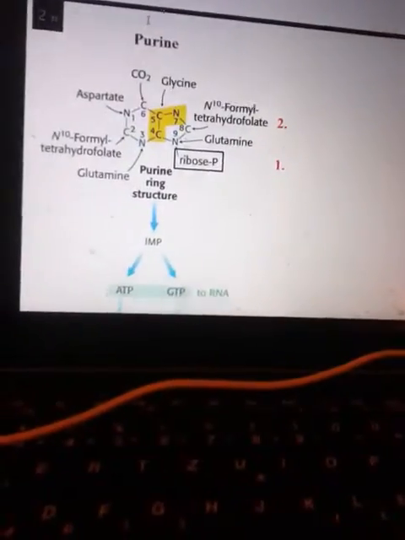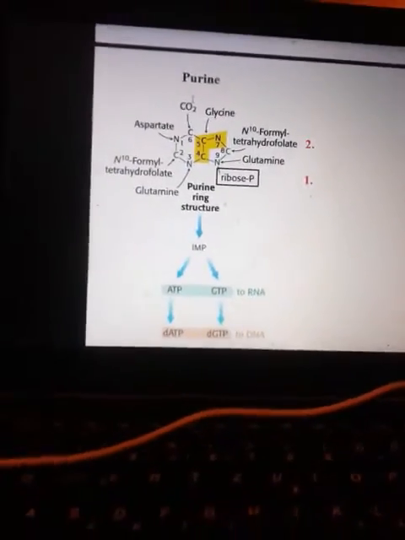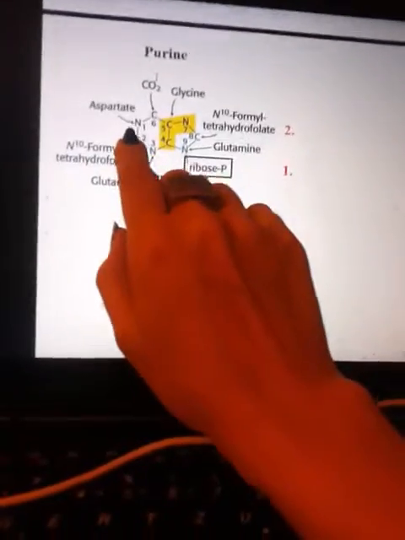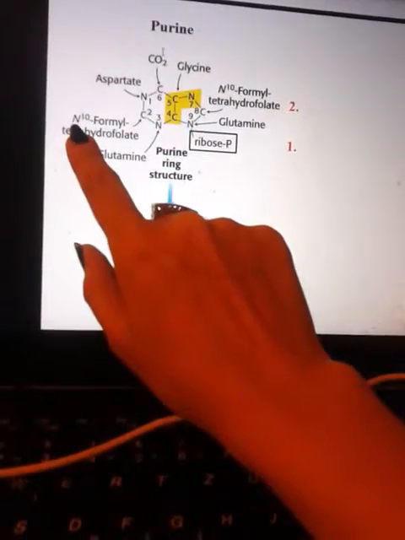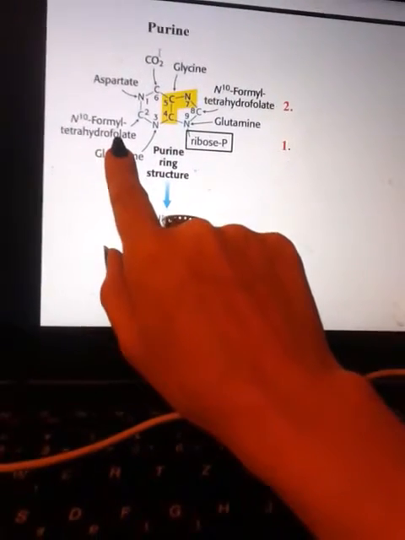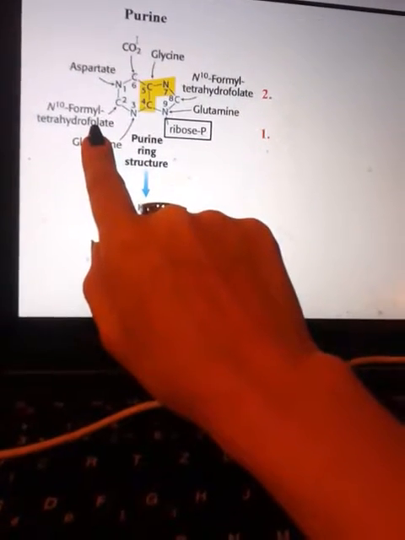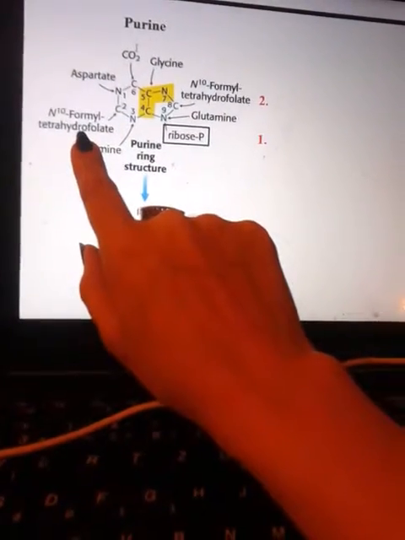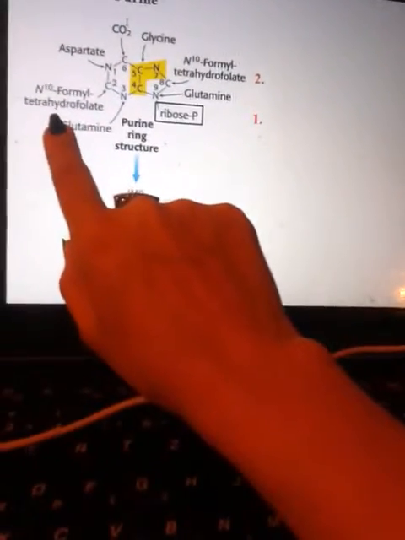Now, what is the purine? Pyrimidine with imidazole ring, okay? I'm sure that you know the de novo pathway of the purine biosynthesis. It says that nitrogen number 1 came from aspartate, carbon number 2 came from N10-formyl tetrahydrofolate. It means in the pharmacology, if we block the folate synthesis, the purine cannot synthesize because this 1 carbon came from tetrahydrofolate.